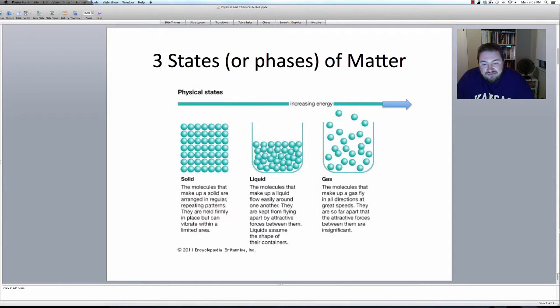Molecules that make up a gas fly in all directions at great speeds. They are so far apart that the attractive forces between them are insignificant. They don't come together. They take up their entire container. So if I open up the container and now the room is my container, they're going to fill up the entire room. So as we add energy, we go from solids to liquids to gases.